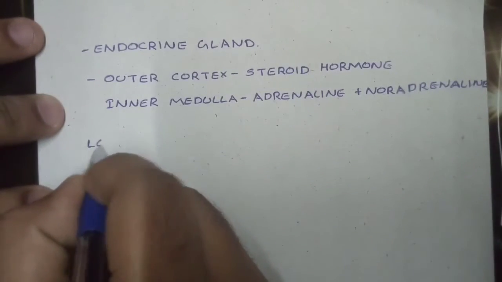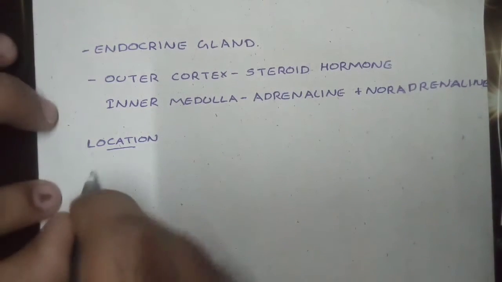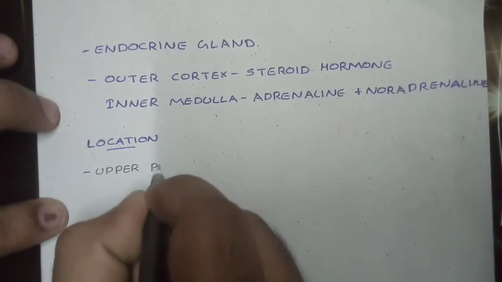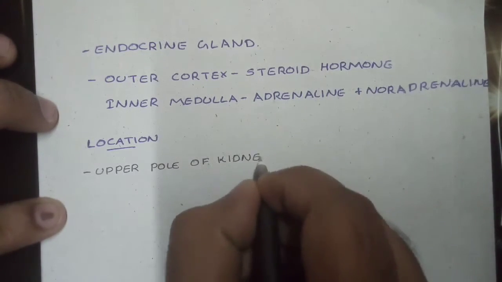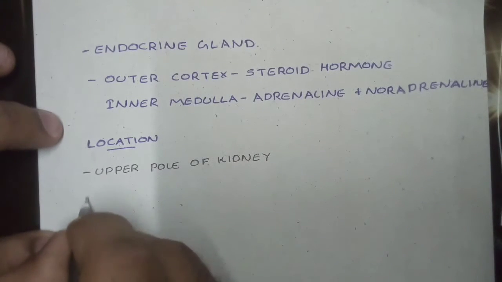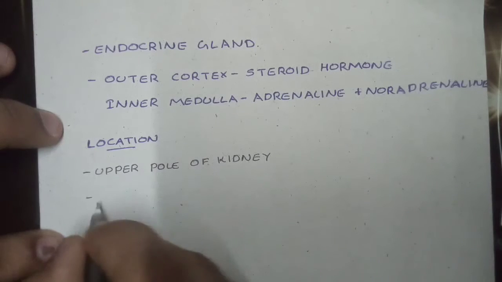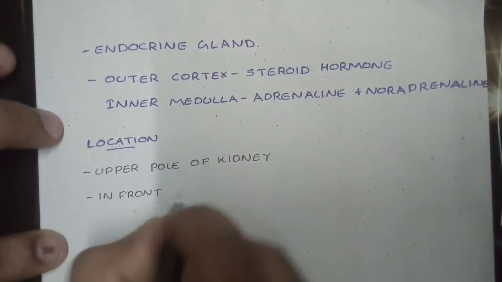Now for the location of the suprarenal gland. Each gland lies in the epigastrium at the upper pole of the kidney, in front of the crus of the diaphragm. So it is present at the upper pole of the kidney and in front of the crus of the diaphragm. That's for the location.